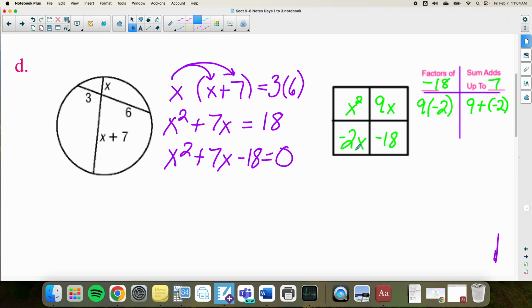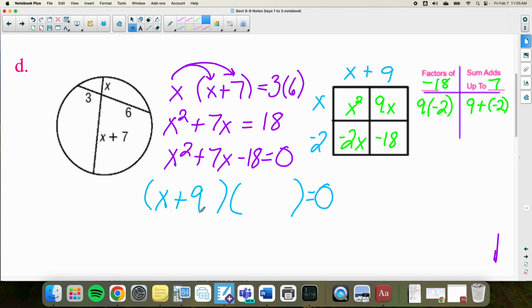And then we can go back and put how we would get x squared. So x times x is x squared, 9 times x is 9x, x times a negative 2 is negative 2x, and 9 times a negative 2 is negative 18. Okay, so now I'm going to come down here and put the factors in. And when there's nothing in between these, do you remember how it was a plus? So it'd be x plus 9, and then x minus 2.